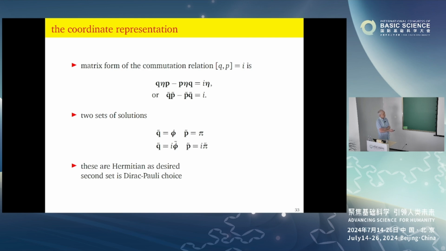There turn out to be two sets of solutions for these Q twiddles and P twiddles. Either they're the original field phi and pi, or i phi twiddle and i pi twiddle. As I said, these Q twiddle things should be Hermitian, and in fact they are. These are all Hermitian matrices, so that means the original operators are self-adjoint. So we have two sets. Now, it turns out the second set corresponds to the so-called Dirac-Pauli choice. So let's go with that for a while.